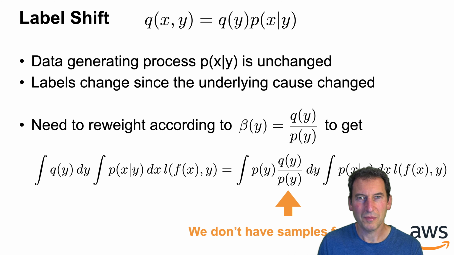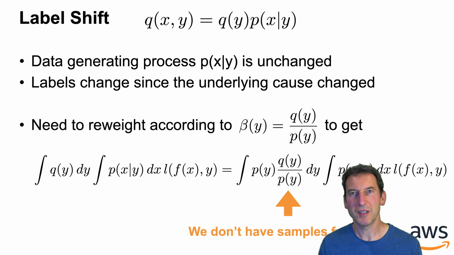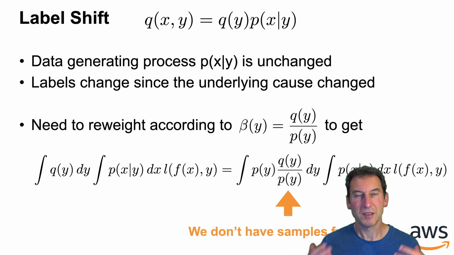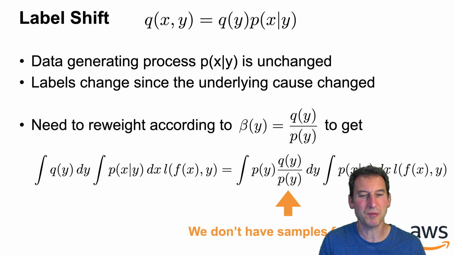So what this means in math is that if you have some distribution Q of X and Y, where Q of Y is different from P of Y, but P of X given Y is still the same. This is different from what we had before, where we looked at covariate shift, with P of Y given X still the same, but P of X changed. Here the data generating process is unchanged, but you assume that essentially the labels are the ones that lead to the data generation.